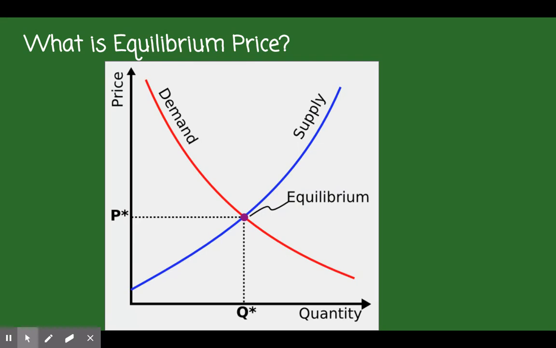So again, remember, price is determined between the interaction of supply and demand. You need both. And you need to see where they cross on a graph, and that is your equilibrium price. That's how much something's going to cost.